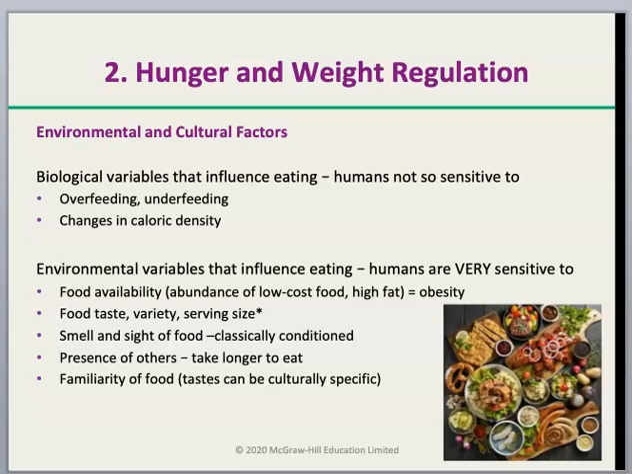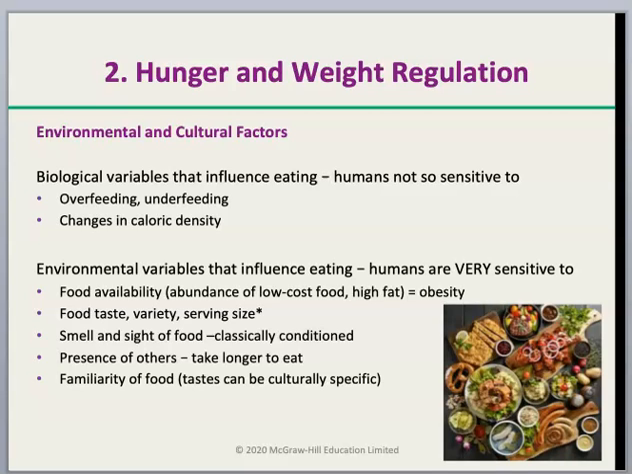Serving size: as serving size increases, the amount of food that you eat increases, and there's a study on the next slide that we're going to go over. The smell and sight of food: we're classically conditioned so that the smell and sight of food makes us hungry.